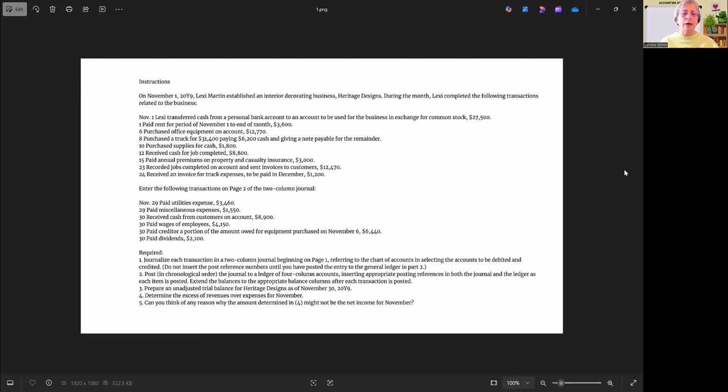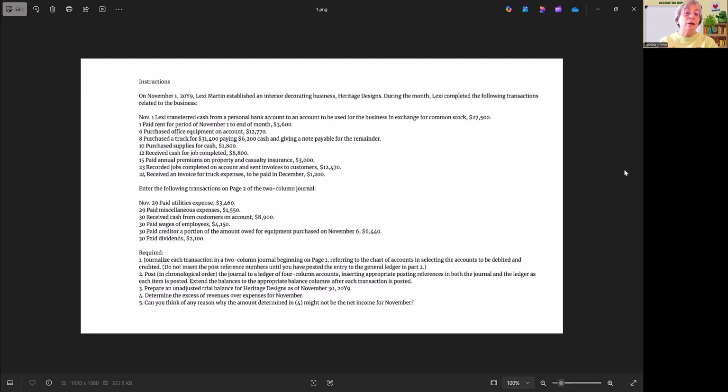So this is what we need to do for this one. We need to journalize each transaction. We need to post those transactions. We're going to prepare an unadjusted trial balance. And then we've got a couple of questions to answer. So before I even start doing this, I've already got an idea of what I need to know before I can do this. So journalizing transactions. Do I know how to do a journal entry?